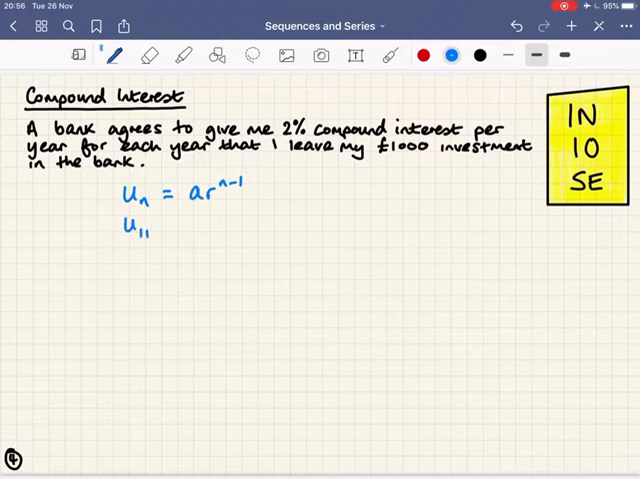At the beginning of the 11th year would be my starting amount, 1,000. And then my rate of interest, 1.02, is the same as compound interest of 2%, is the same as a common ratio of 1.02. And I'm going to make that to the power of 10, because I'll have 10 complete years worth of interest. So effectively it's U11 that I'm interested in here, the amount at the beginning of the 11th year, and that would give me the total of 1,219 in the bank with 2% compound interest. It's a geometric this time because I'm getting interest on interest.